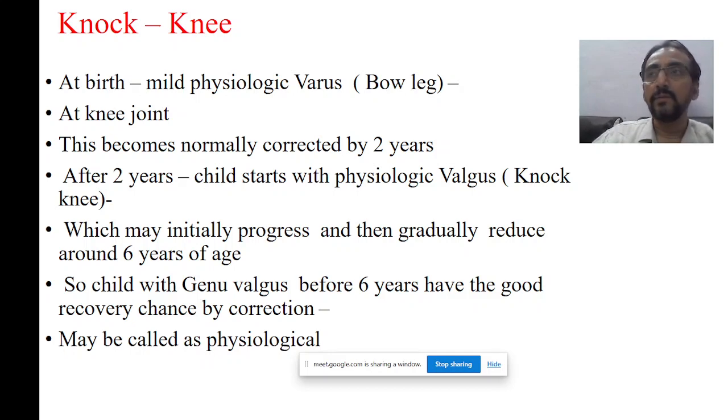At birth, when a newborn is delivered, all the babies will have mild physiologic varus, not valgus, varus.